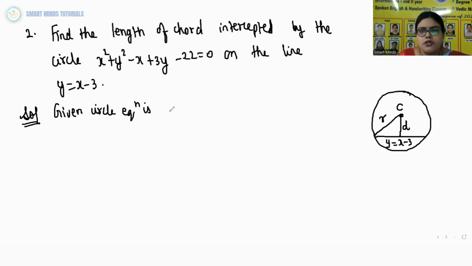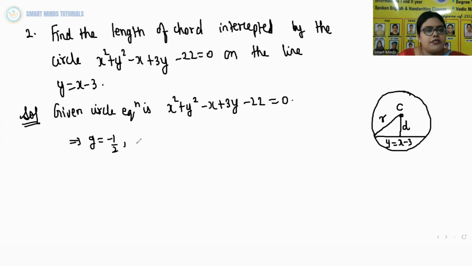Okay. So first let us write the given circle equation. Given circle equation is x square plus y square minus x plus 3y minus 22 is equal to 0. From the circle equation we find g, f, c. So look at here. How to find g here? X coefficient is minus 1. What is half of minus 1? Minus 1 by 2. Y coefficient is 3. So f is half of y coefficient, so that is 3 by 2. And c is the constant, minus 22. This question you need to do carefully as you have fractions here.